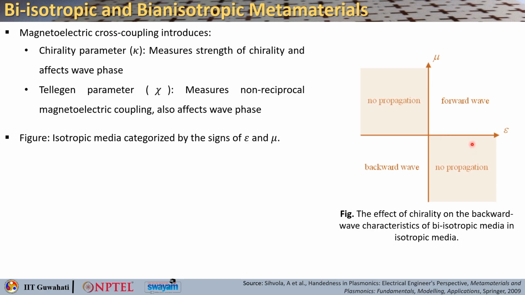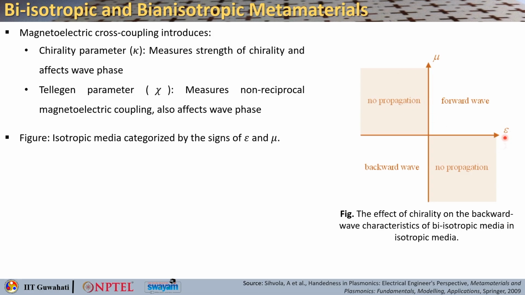Here you can see the figure that shows the division of isotropic media into 4 classes depending on whether epsilon or mu are positive or negative. This is the effect of chirality on the backward wave characteristics. This is the epsilon axis and this vertical axis is mu. Here both are positive, so you get a forward wave. Here you get negative epsilon and positive mu, so you do not get any propagation.